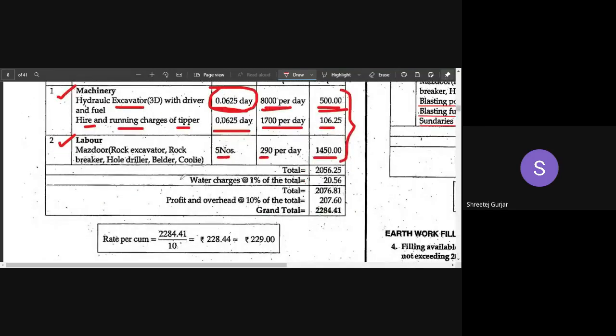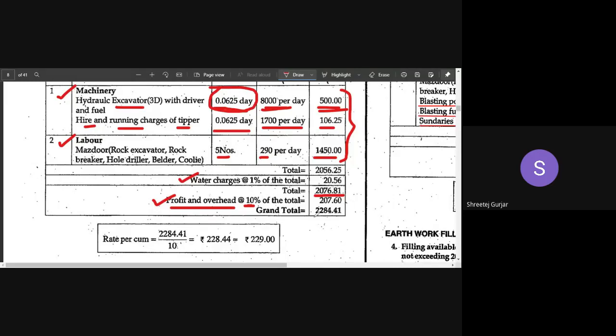Make sure you add water charges 1%, and then to this total, make sure you add profit and overhead charges of 10%. Okay, so this percentage can also vary. There is no standard that it has to be 10, but keep it in the range of 10%. Say 8%, 12%, keep it near this 10%.